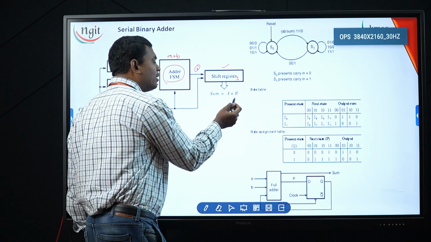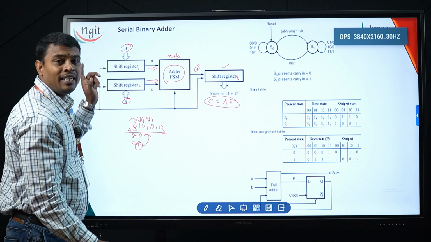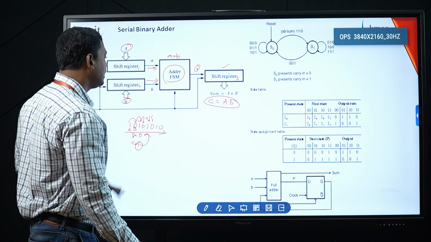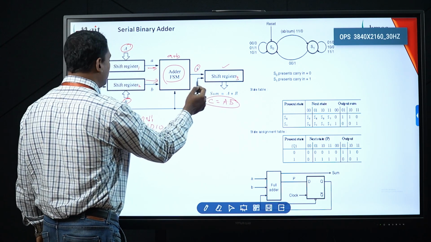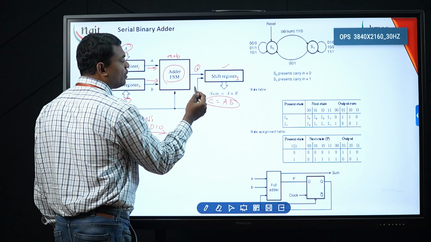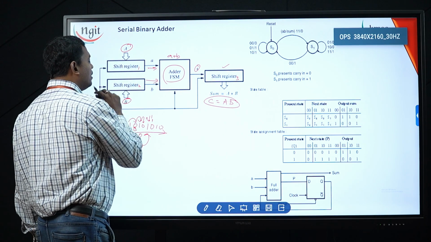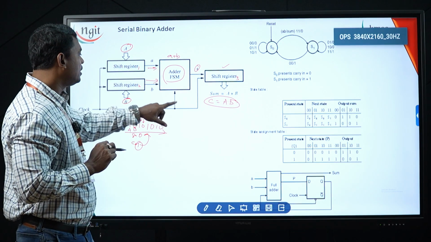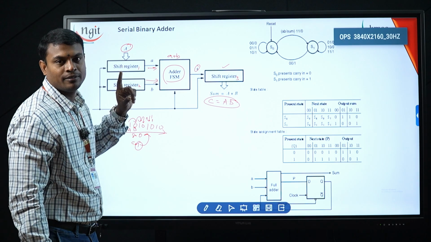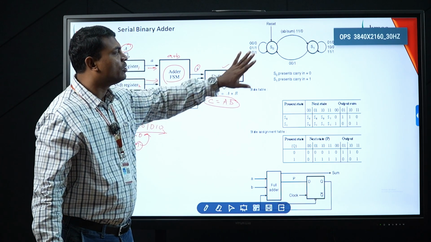Now not only the sum value is generated, there is also a carry generated, which needs to be added to my next bit value. Why? Because this carry should get propagated for the next higher bit values also. That's the reason the clock is given to the adder as well as the shift registers. When the clock is triggered, this carry is also fed through these channels, right? So all three shift registers including my adder work with a clock. That's the reason we call it a synchronous serial binary adder or synchronous serial finite state machine. Now let us see how the process goes here.